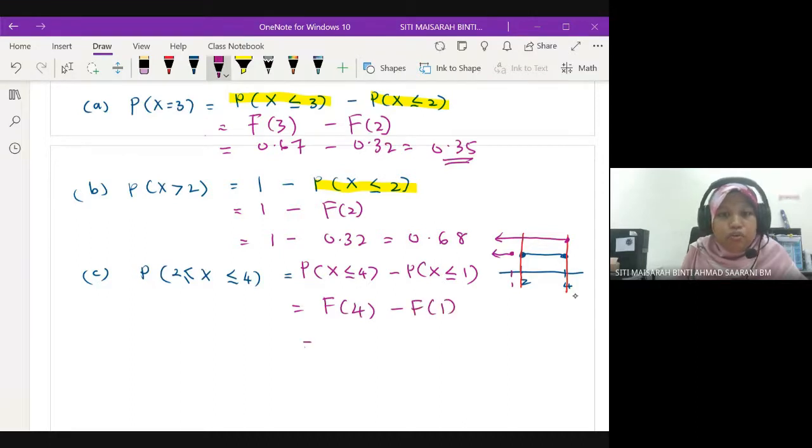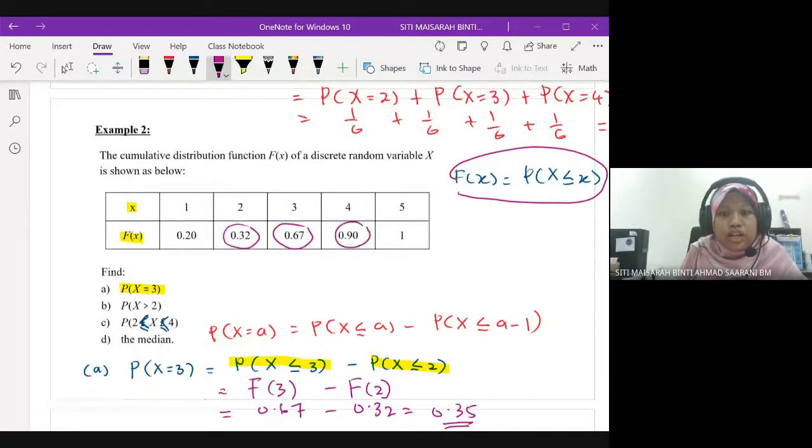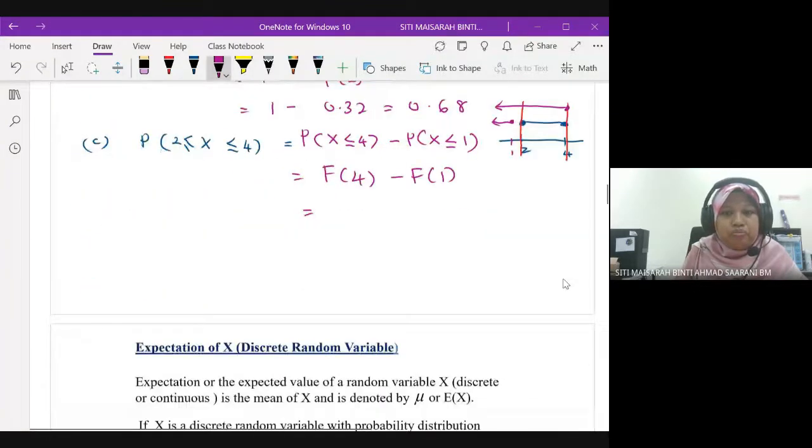So F4 from table, F4 is 0.90. So minus with 0.20. So then 0.90 minus 0.20, we get 0.7. Okay.